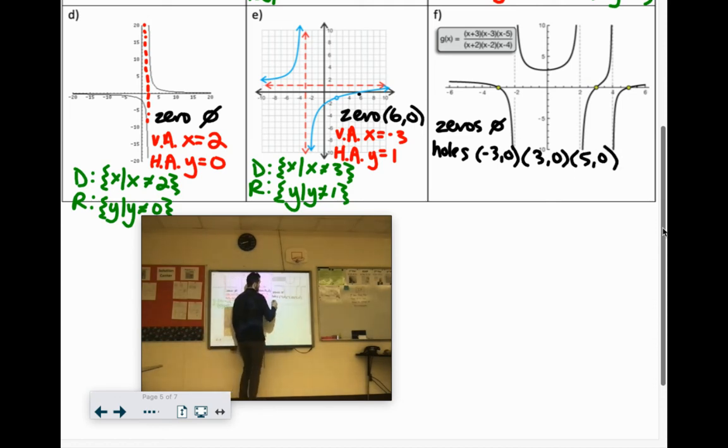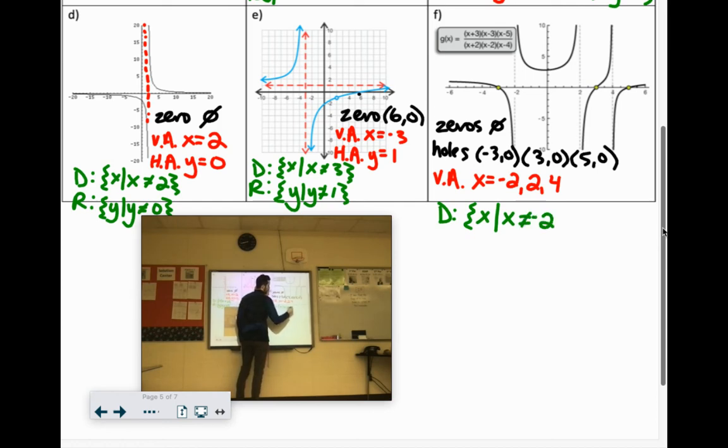There's vertical asymptotes at x equals negative 2, positive 2, and positive 4. Is there a horizontal asymptote? There isn't. No horizontal asymptote. So domain is all real numbers except for these vertical asymptotes: negative 2, 2, 4. Range is going to be all real numbers.